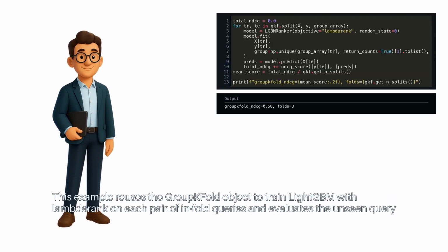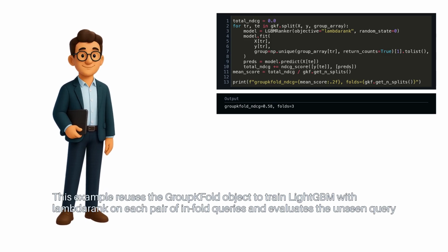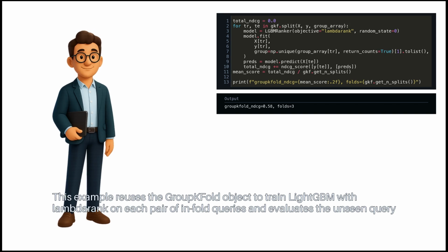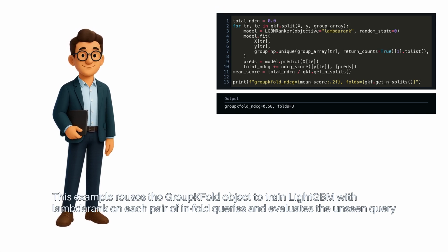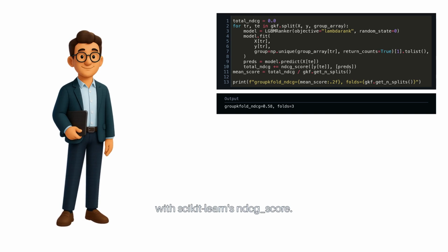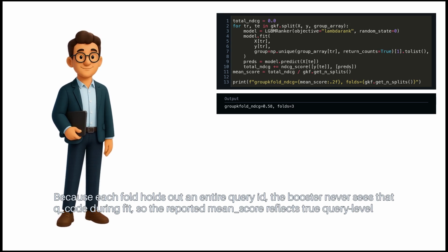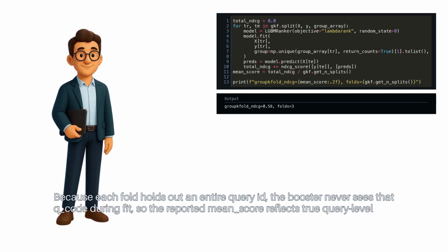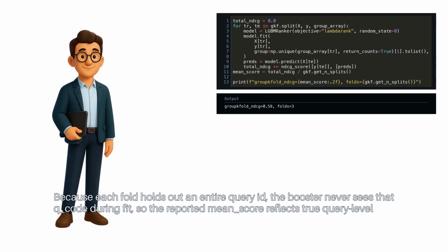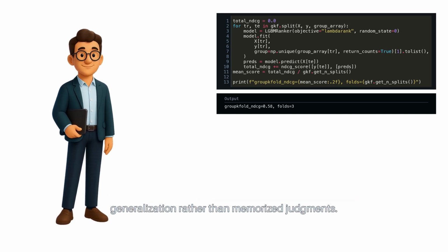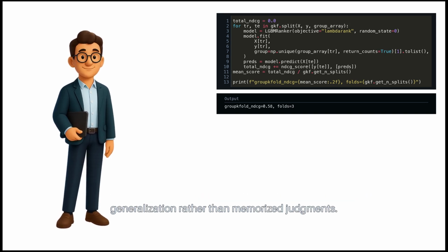This example reuses the GroupKFold object to train LightGBM with lambdarank on each pair of in-fold queries and evaluates the unseen query with scikit-learn's ndcg_score. Because each fold holds out an entire query ID, the booster never sees that Q-code during fit, so the reported mean score reflects true query-level generalization rather than memorized judgments.